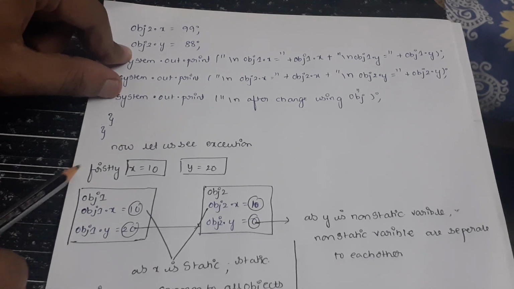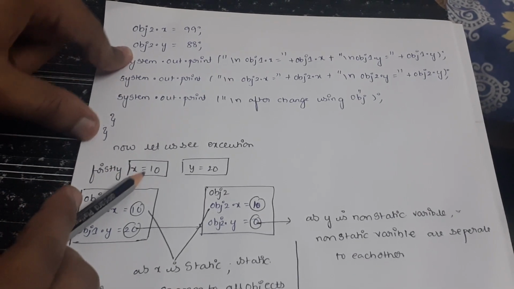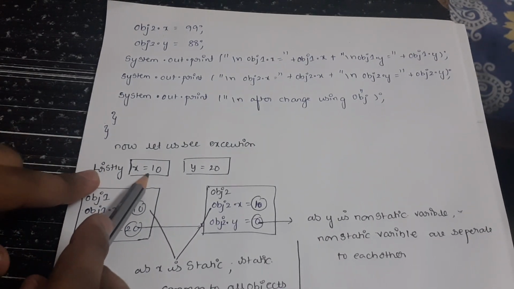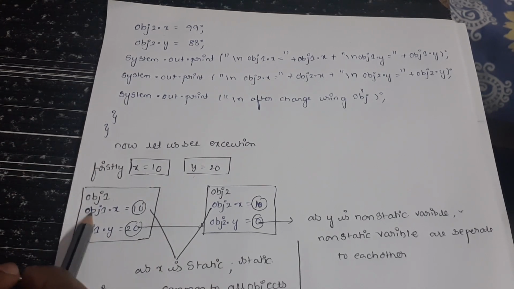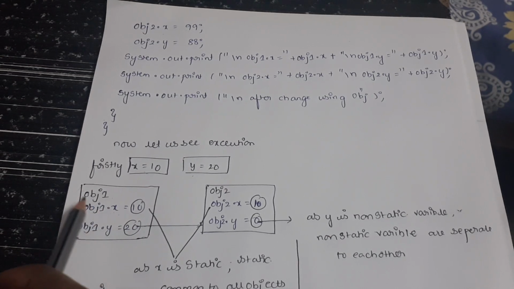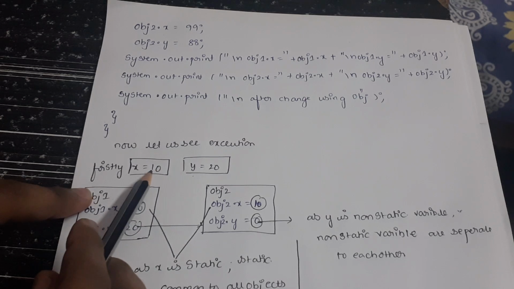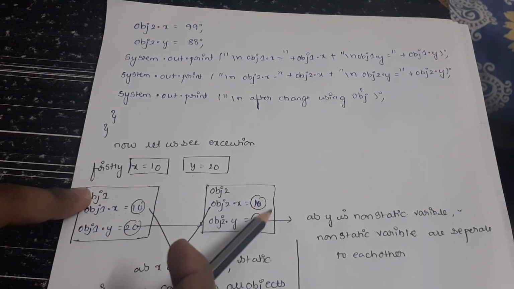Now let's see how this execution works. Firstly, internally x is equal to 10. As we already gave object1.x is equal to 10 and object1.y is equal to 20, firstly x will be 10 and y is 20. As I already mentioned, x is static and static variables are common to all the objects inside the class. Hence the object1.x value is 10 and the object2.x value is also 10.